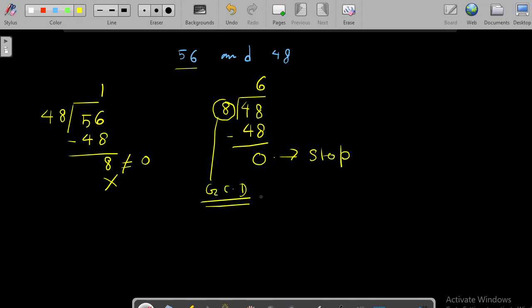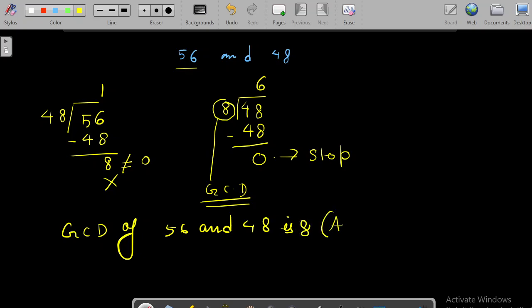Greatest common divisor. So the GCD of 56 and 48 is 8. That is our answer. I hope you all understood it.